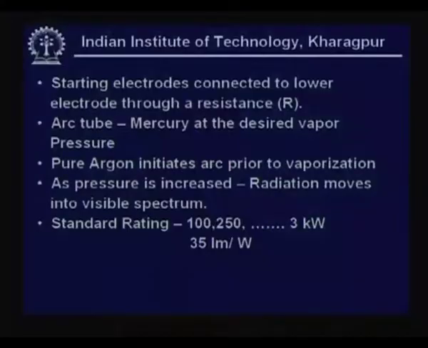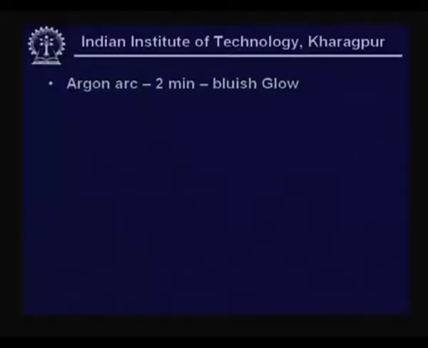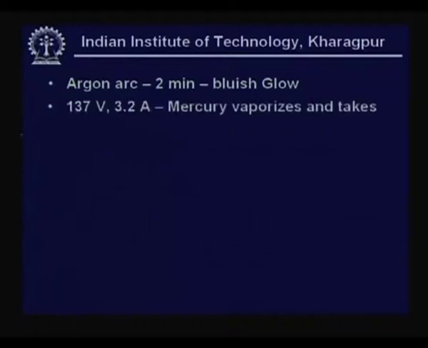These mercury vapor lamps are known to give about 35 lumens per watt with a voltage as low as 20 volts across the electrodes and a current of about 5 amperes. See, initially the arc is basically because of the argon, and this may last for about 2 minutes with a bluish glow, and later on the mercury vaporizes and takes over.